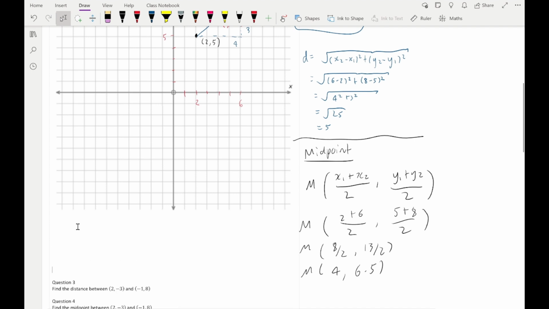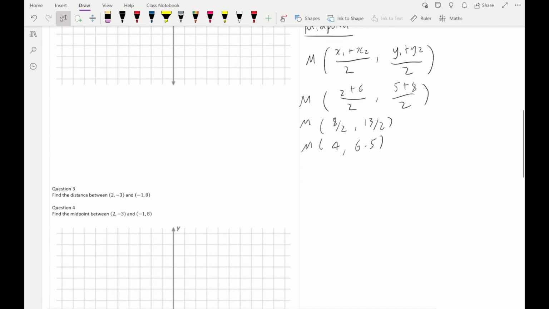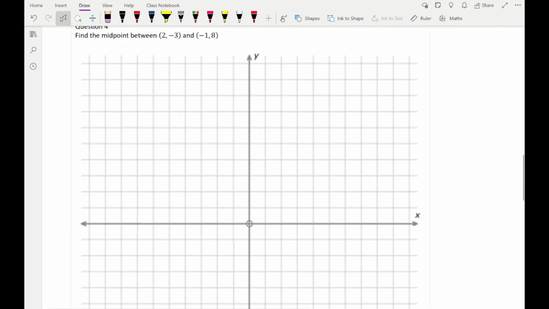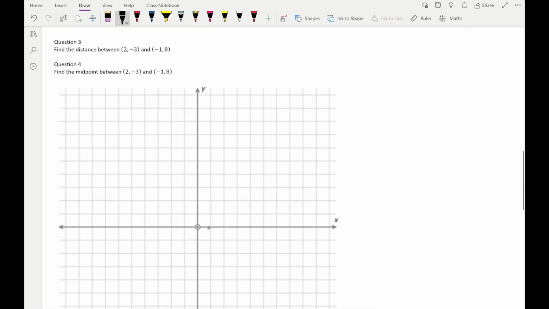The reason we teach them together is because they're very related. So let's do this one, which is a little bit trickier. (2, -3) is our first point, so we're sitting down here. And (-1, 8) is our next point here. When I'm talking about the distance between these points, I'm looking for the length of that blue line there. So let's work it out.